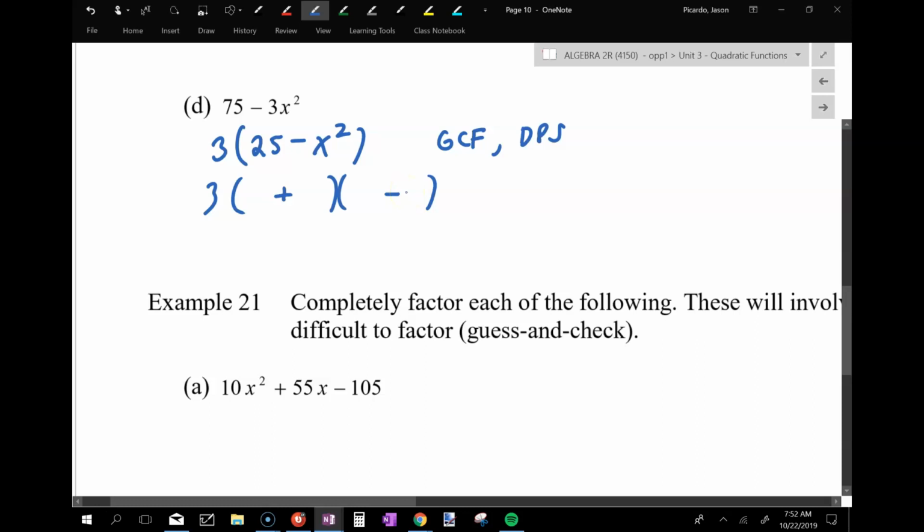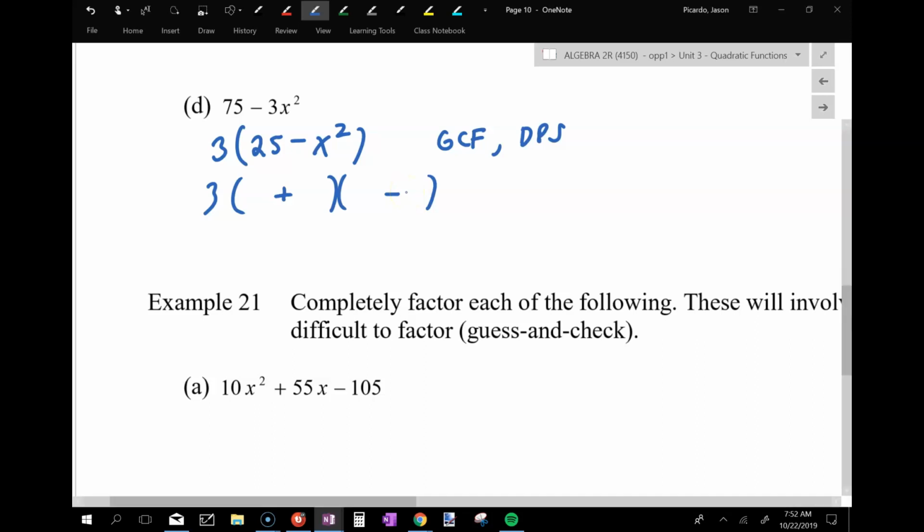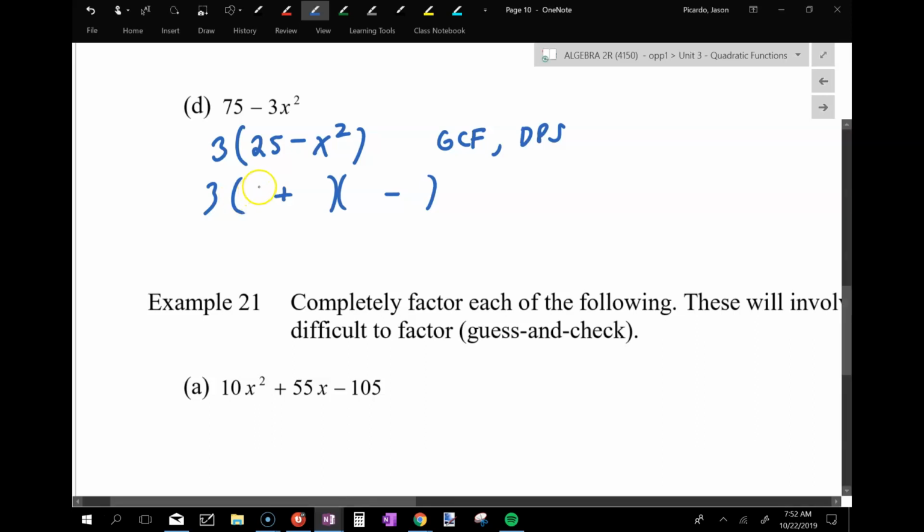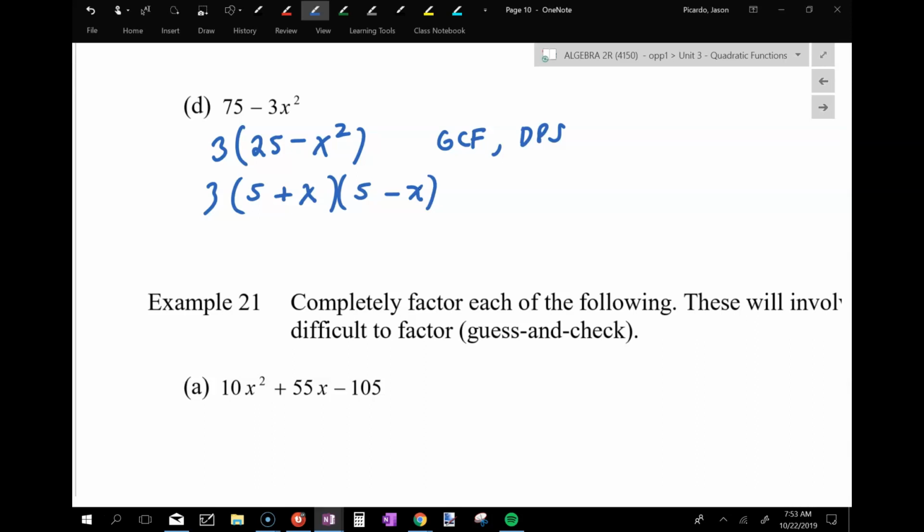But what I mean by does the order matter? What I mean by that is, if the 25 is in the front, the 5 has to go in the front. If the x squared is the second term, the x has to be the second term. Okay, so please be careful with that. Good?